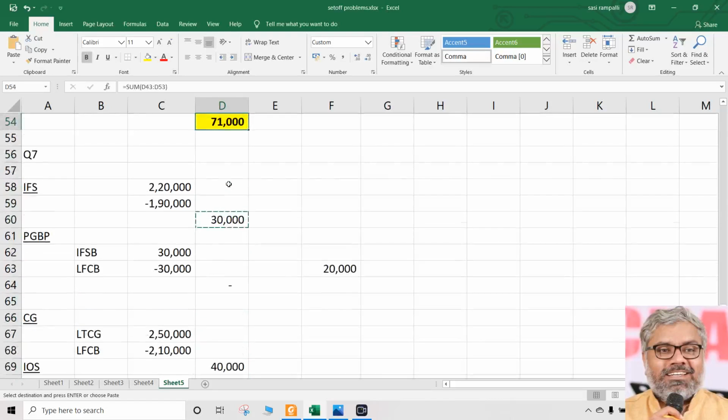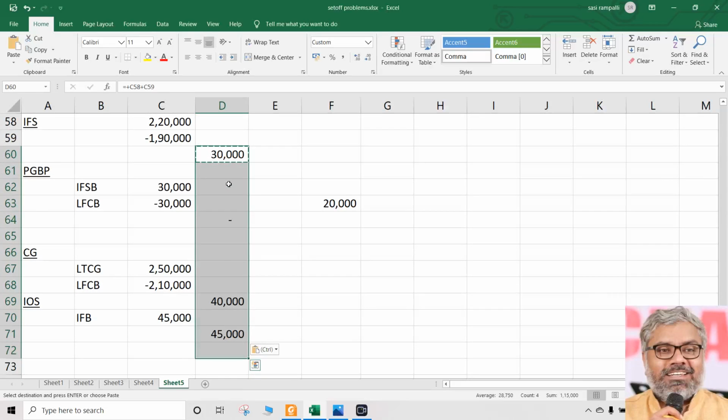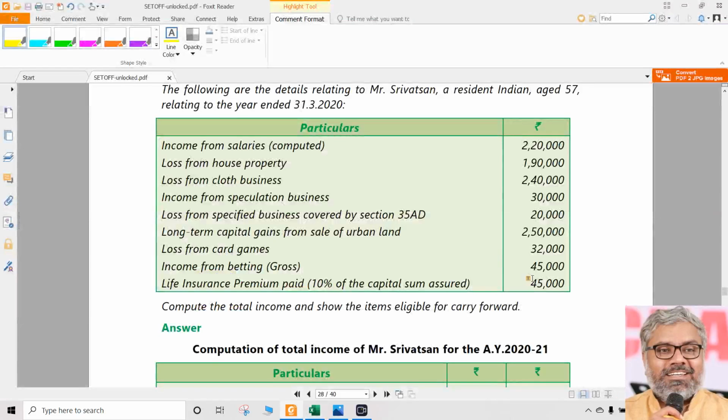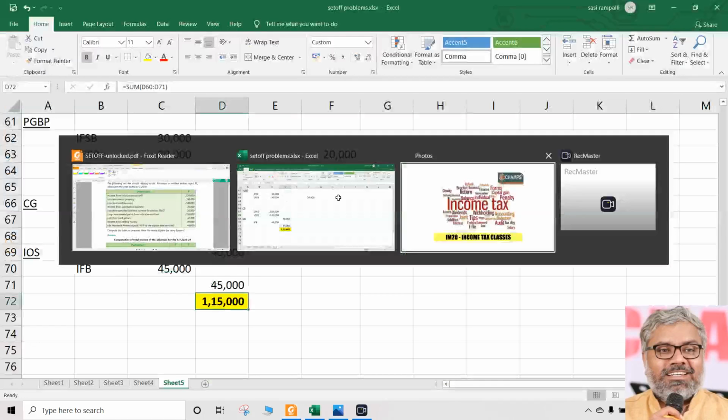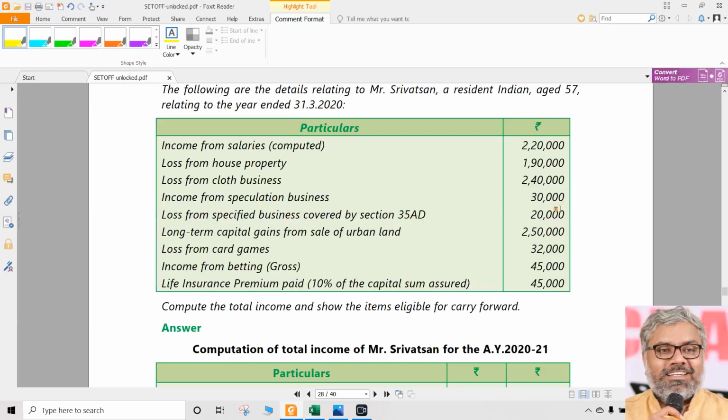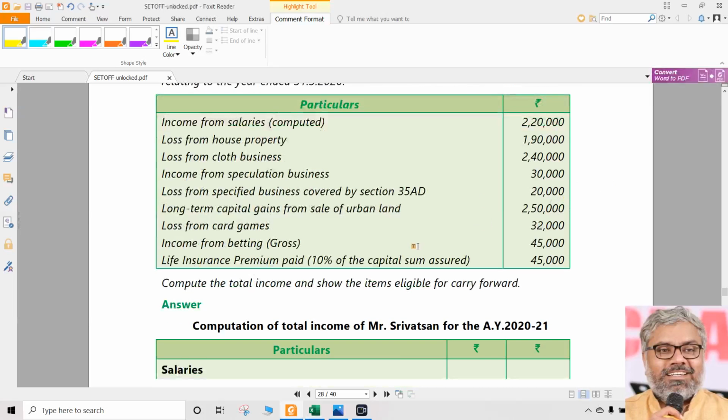So the gross total income of this particular SSC is going to be 1,15,000. This is gross total income, by the way, not the total income. And the carry forward possibility is there for this specified business, Section 35AD loss, which can be carried forward indefinitely. That is gross total income.